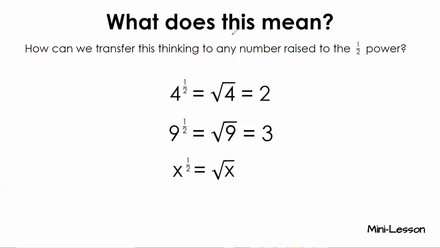All right, so 4 to the 1/2 power is the same thing as taking the square root of 4. And that's going to give us 2. Okay, so this right here, this is the exponent way to write it. This is the radical way to write it. And then this is the simplified form.